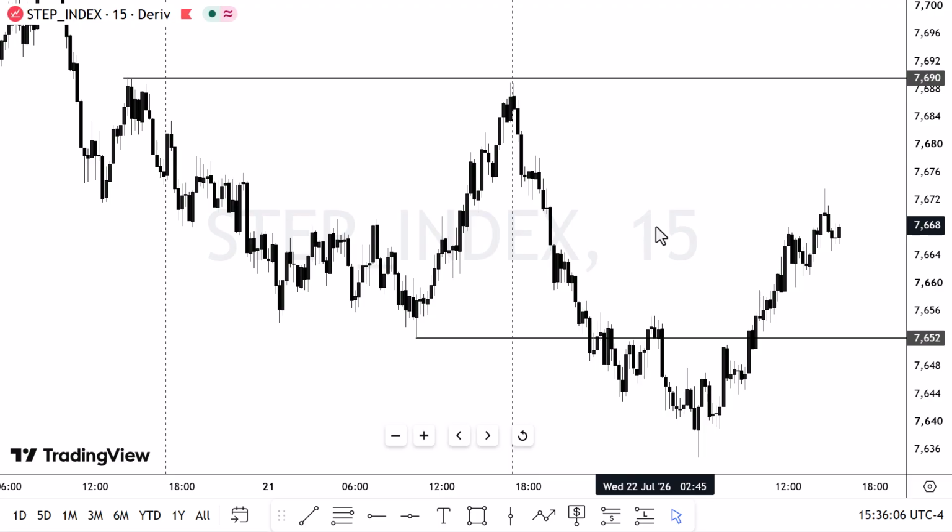This chart does look familiar, doesn't it? Well, you're looking at step index on a 15 minutes time frame. And today it is the 22nd of July. It is day 2 of our contrarian trade model, hence why I have dropped this video on YouTube at this particular time of the month.